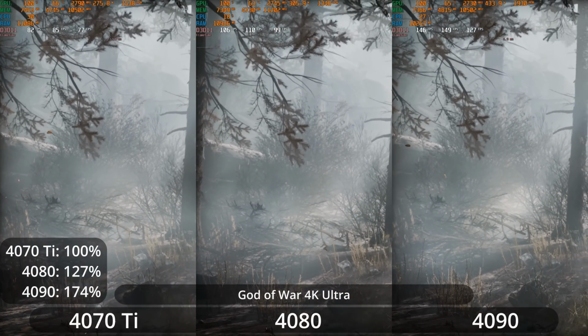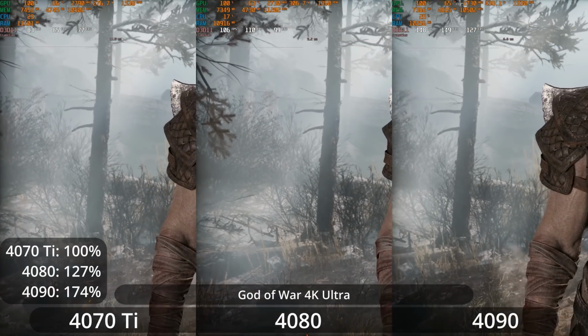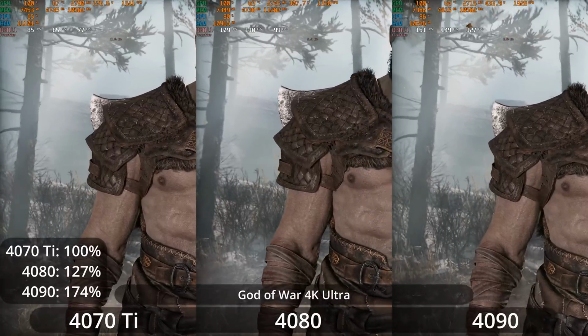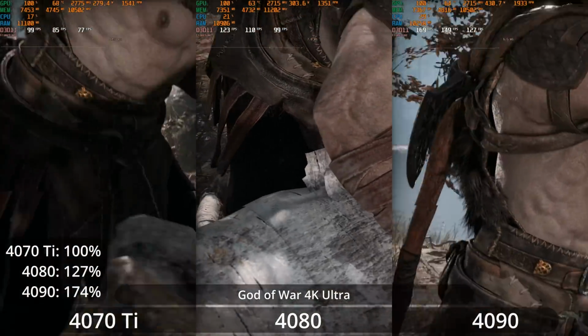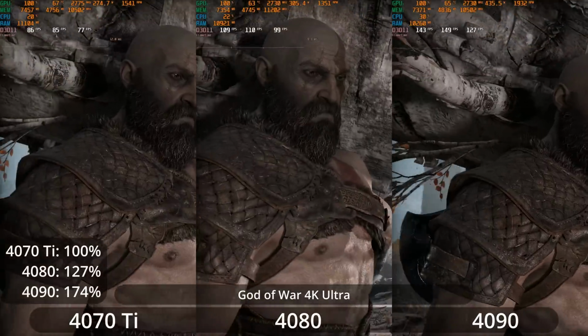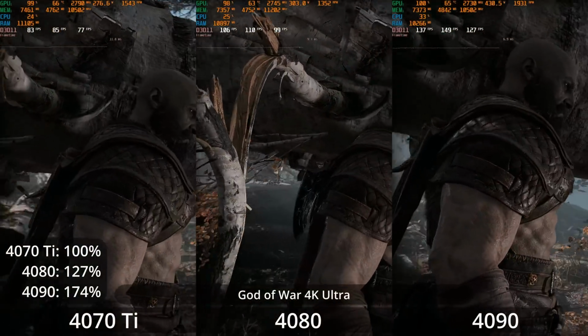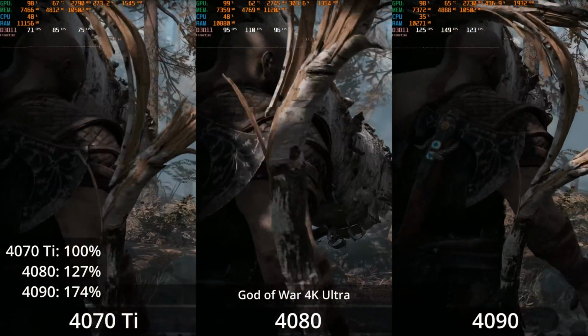We're looking at the 4K Ultra settings here, and the 4090 has a 74% lead. It's reporting 100% utilization most of the time, so really able to stretch its legs. The 4080 has a 27% lead over the 4070 Ti. And all three GPUs are doing very well.